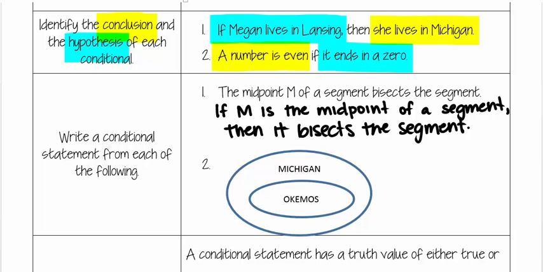Now these word pictures here are always going to be the same. The stuff in the middle is your if, and the stuff on the outside is your then. So we got to come up with an if then. Let's take a look at this one up here. If Megan lives in Lansing, then she lives in Michigan. Let's do the same thing with this. So if you live in Okemos, then you live in Michigan.